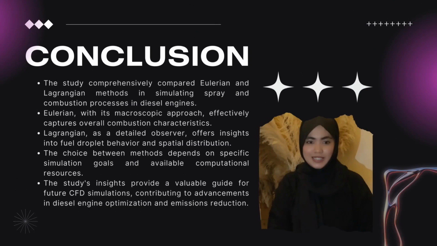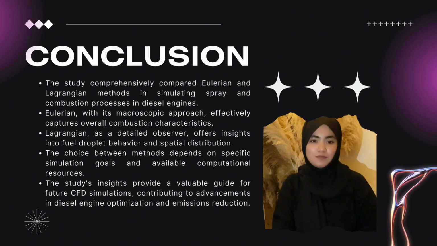Thank you. In conclusion, this comprehensive study has elucidated the comparative merits of Eulerian and Lagrangian methods in the simulation of spray and combustion processes within diesel engines. The intricacies of each method were scrutinized, revealing that Eulerian, with its macroscopic orientation, adeptly captures overarching combustion characteristics. In contrast, Lagrangian methods, functioning as a meticulous observer, provide detailed insight into the behavior and spatial distribution of fuel droplets. The selection between these methods is contingent upon specific simulation goals and available computational resources. Consequently, the insight garnered from the study serves as a valuable guide for future CFD simulations, fostering advancement in diesel engine optimization and emission reduction.